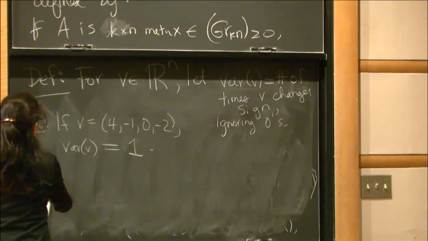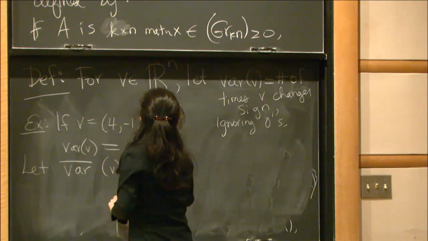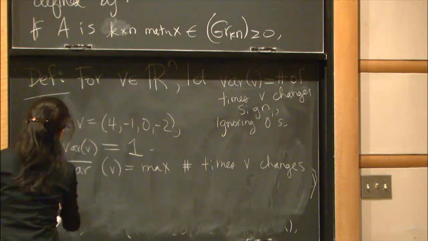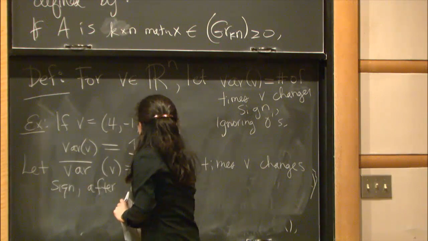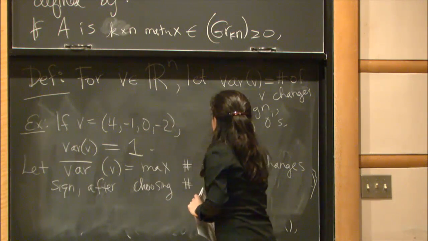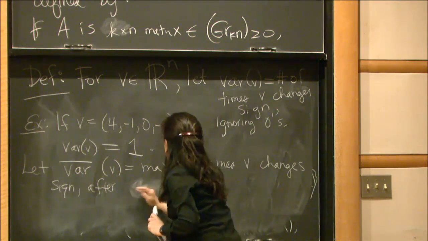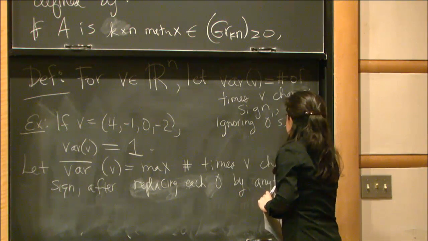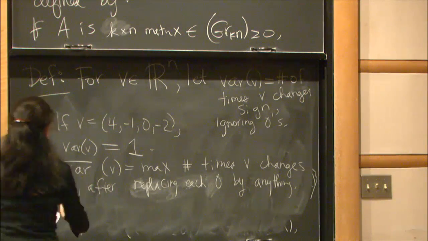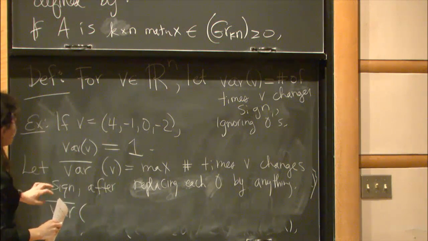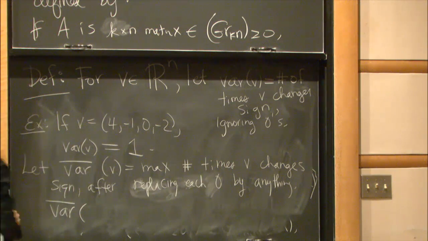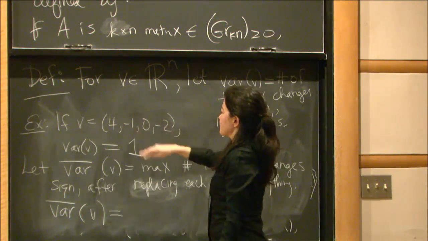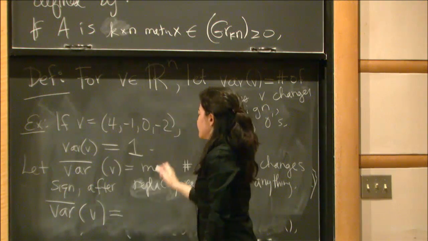And we're going to let var bar of V be the maximum number of times that V could change sign after replacing each 0 by whatever you want. In other words, you perturb V a little bit, right? Yes, exactly. So we have to take the max over this procedure. Each zero you change independently. Yes. So for var bar of V, to maximize sign changes I make this 0 positive, and then we have 1, 2, 3 sign changes.